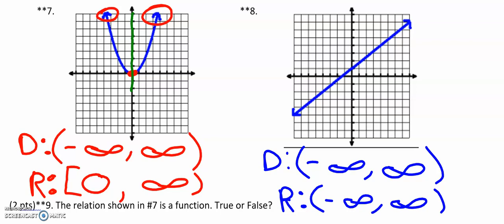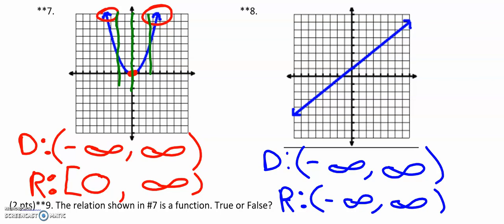Okay? So like I said though, it has to pass everywhere. So I should be able to pick another spot, like right here for example, and it should still only hit once. That is the case. If I pick a different spot, like right here, it only hits once. So therefore, number 7 is a function, which gives us number 9 to be true.